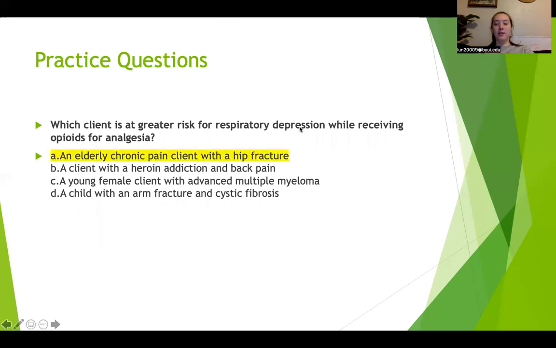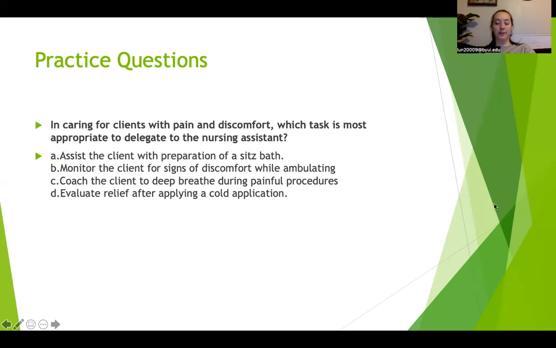Okay, which client has the greatest risk for respiratory depression while receiving opioids? The answer is A, elderly chronic pain patient with a hip fracture. Being old, having chronic pain, they most likely need greater doses of opioids to control it. Really that age is that big indicator there.